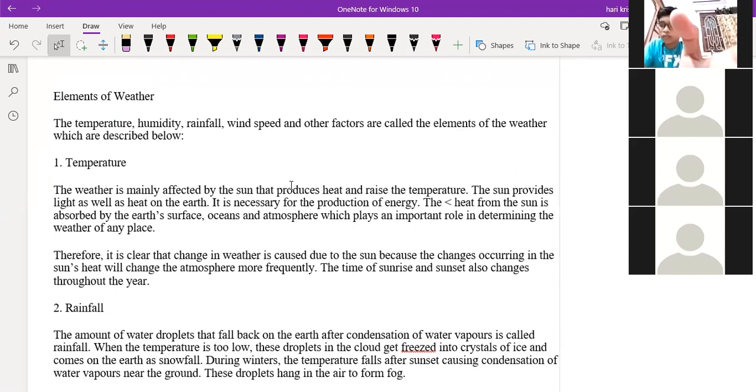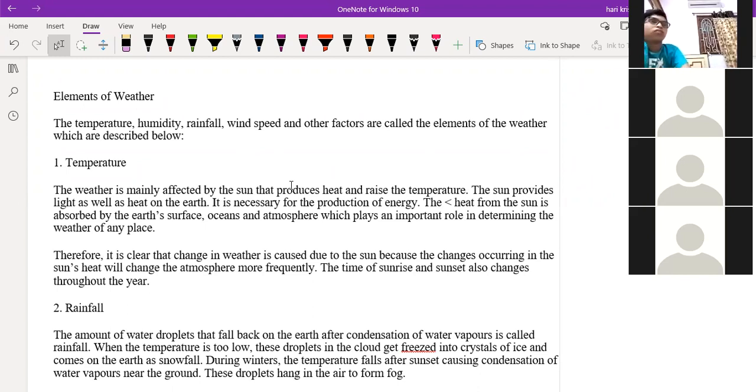Based upon the temperature only, the sunrise and sunset will also change. The timing changes each and every day; it is not constant. In summer, the sun rises early and sets late. In winter, the days are short and the nights are longer. The sunrise will be late and the sunset will be early.